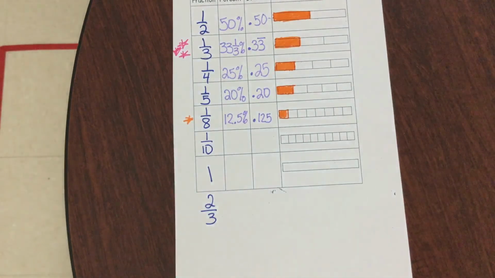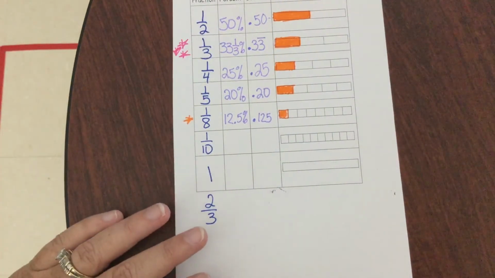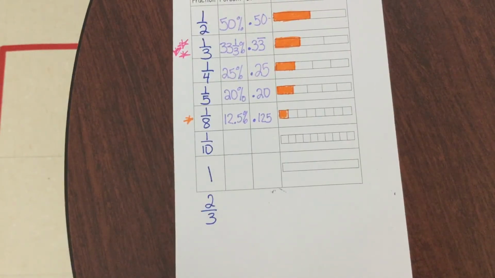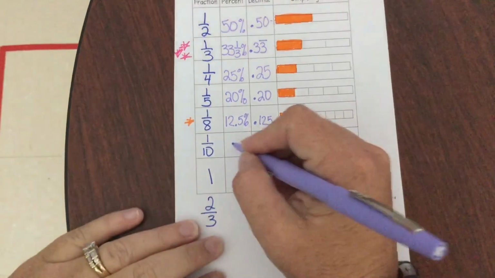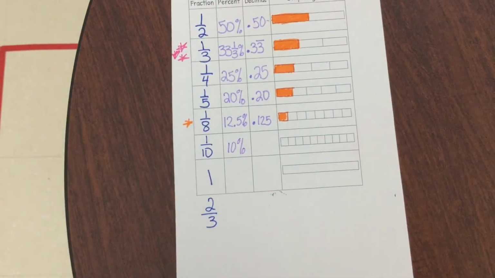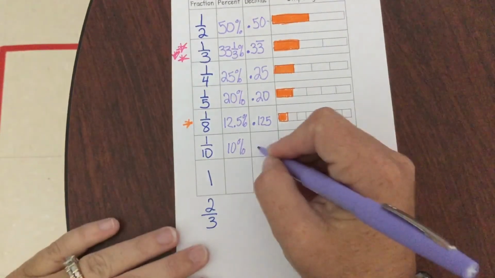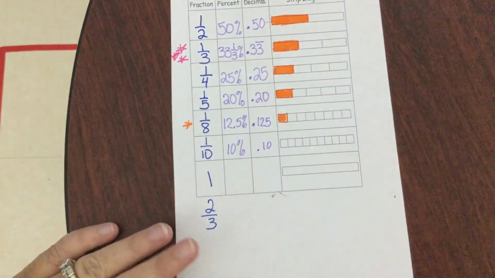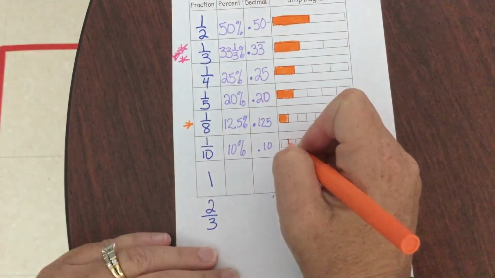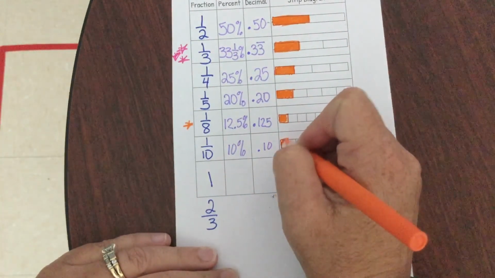All right, 1/10. That's easy. How do I write that as a percent? What is 1/10 as a percent? Yes, ma'am. 10%. What is that as a decimal? Yes, sir. 0.10. And then, of course, we're going to shade this in. And it's just slightly smaller than 1/8.